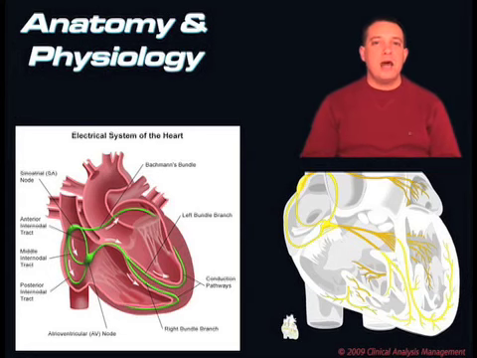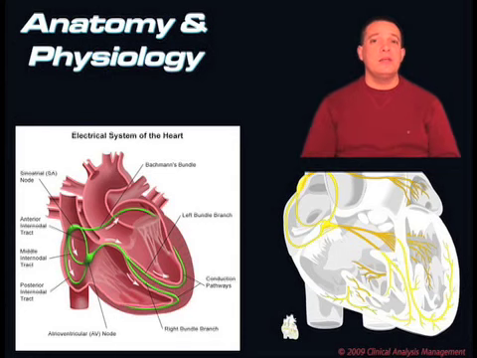Now, having said that, if the AV node doesn't get any direction, if the SA node isn't doing its job or something in the atria isn't doing the job, then the AV node does have the ability to function as a relief pacemaker, and we know that a normal intrinsic rate through the AV node is somewhere in the range of 40 to 60, so it can function as a pacemaker but at a much slower rate.